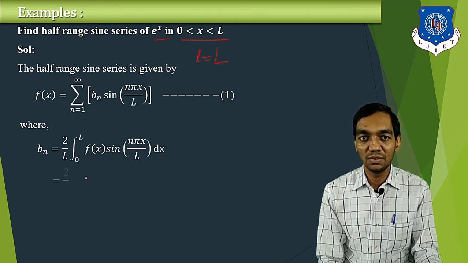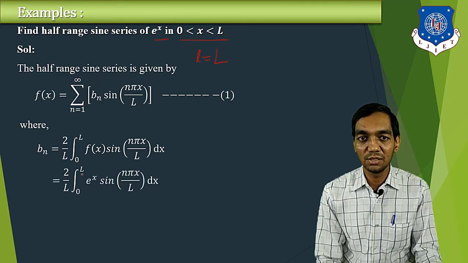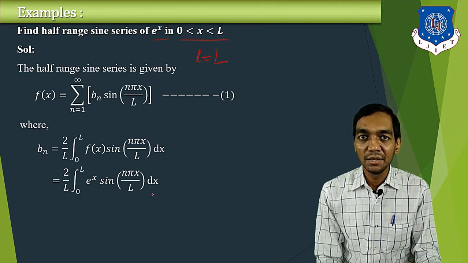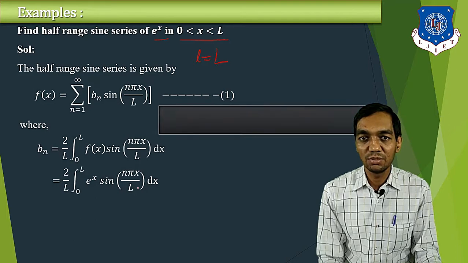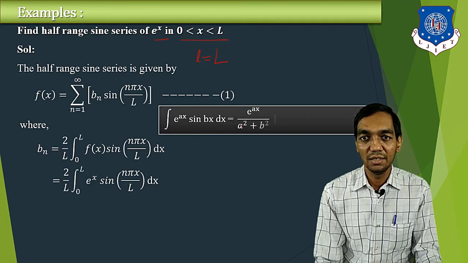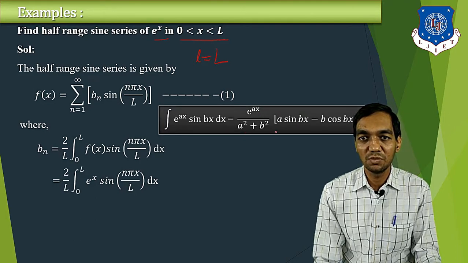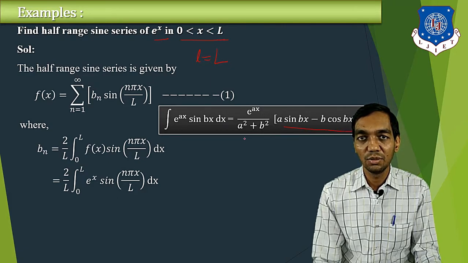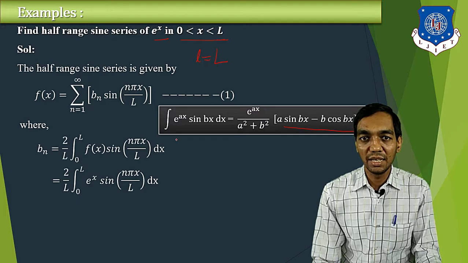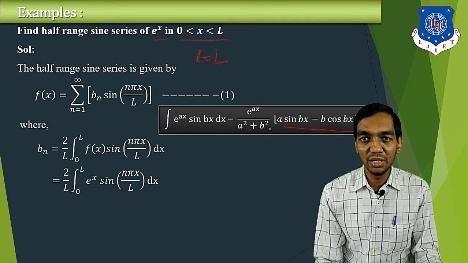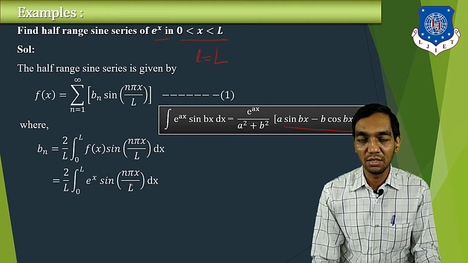If you put in the value, you will have 2/L integral 0 to L of e raised to x into sin(n pi x/L) dx. But e raised to ax into sin bx has a formula: e raised to ax upon a square plus b square, times (a sin bx minus b cos bx). So here a is equal to 1 and b is equal to n pi upon L, capital L.